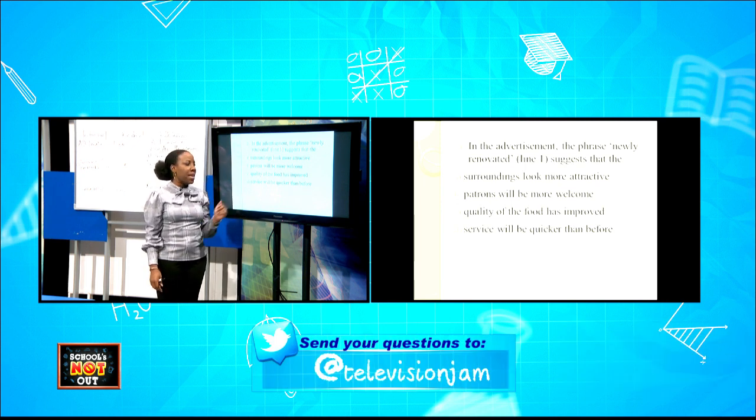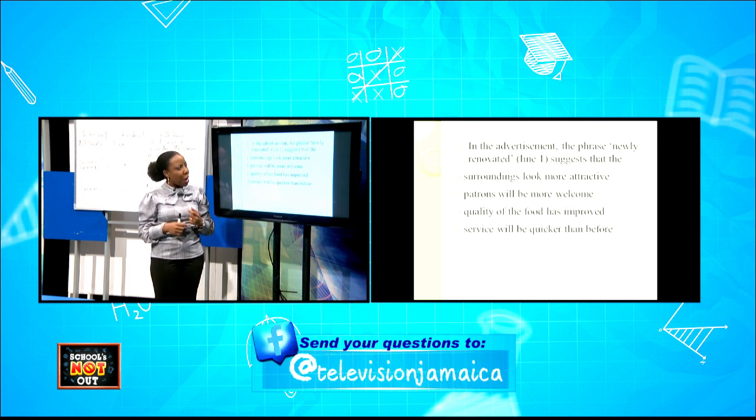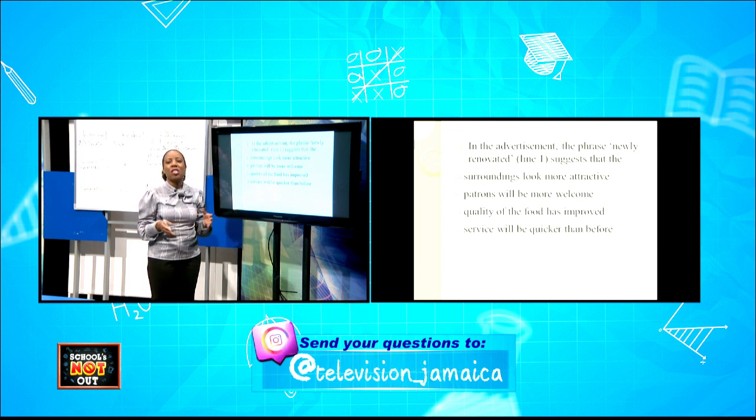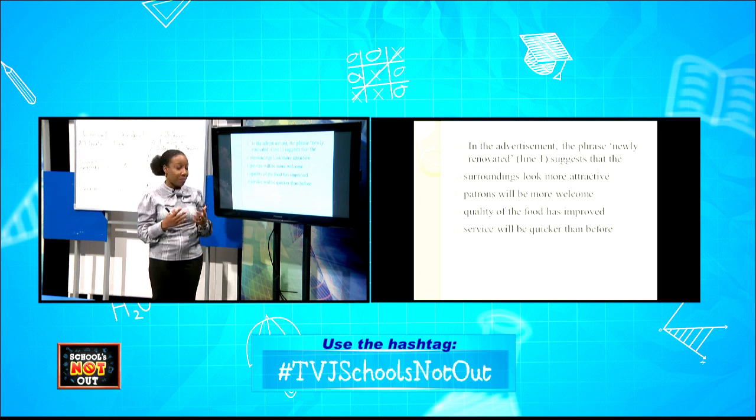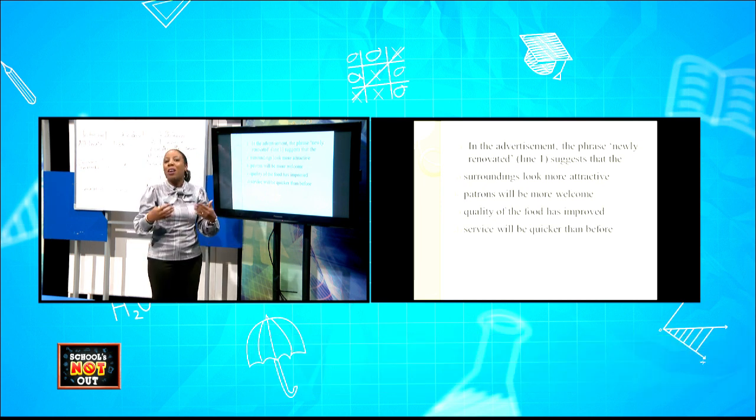Now let's look at B, C, and D. Why wouldn't any of these be correct? Let's look at B. Patrons would be more welcome. There is nothing contained in that phrase that suggests people greeting you at the door or you're seating in comfort or that kind of thing. It's basically talking about the infrastructural development of the restaurant, right? Even though as a result of the infrastructural development, you may feel more welcomed because the environment may become more pleasing, but that's not the meaning of that particular phrase.